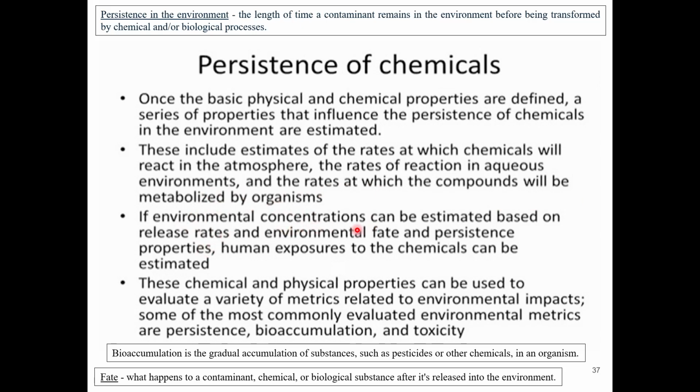If environmental concentrations can be estimated based on release rates and environmental fate and persistence properties, human exposures to the chemicals can be estimated. These chemical and physical properties can be used to evaluate a variety of metrics related to environmental impacts. Some of the most commonly evaluated environmental metrics are persistence, bioaccumulation, that is the gradual accumulation of substances such as pesticides or other chemicals in an organism, and toxicity, what is its harmfulness.